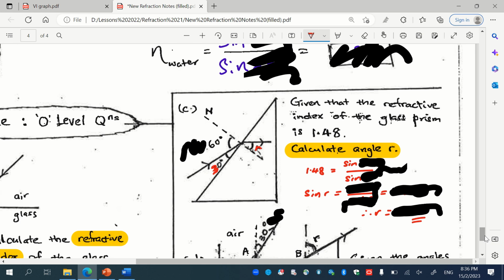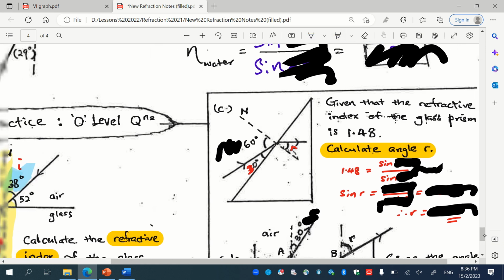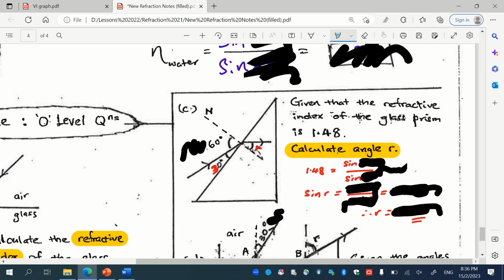So now you see this diagram again, angles are given. Your job this time round, you are given the refractive index. Read the question. The refractive index of the glass block is 1.48. So now 1.48 is given, but you need to calculate angle R in the diagram. Let's look at the diagram. Angle R, the refracted angle, is here.